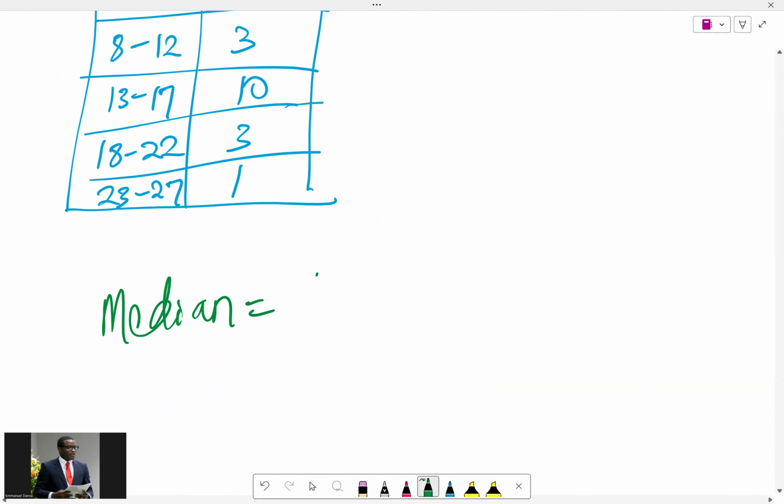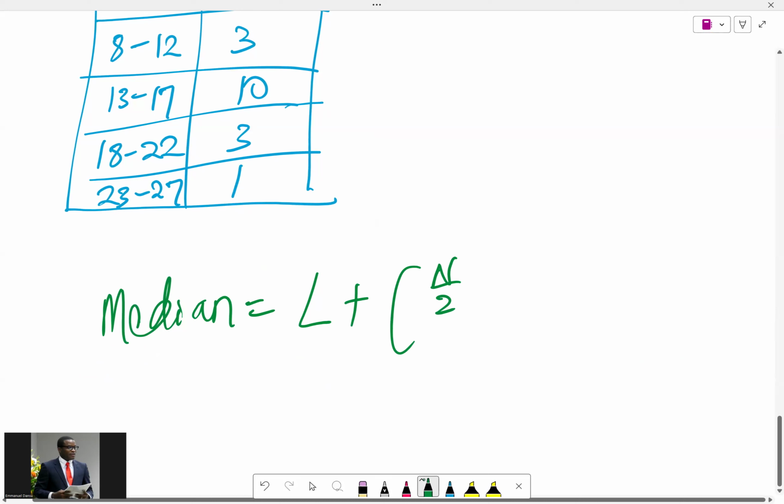Median is equal to the lower limit of the median class, plus n over 2. That's like the median mark. I think we can say n over 2 is the median mark. I'm going to label all that. And this is the cumulative frequency, CF. This is the first time I'm using that; I've always been using big F before. And then this is the small f multiplied by the class width.